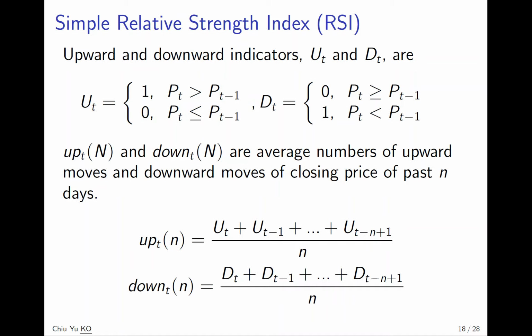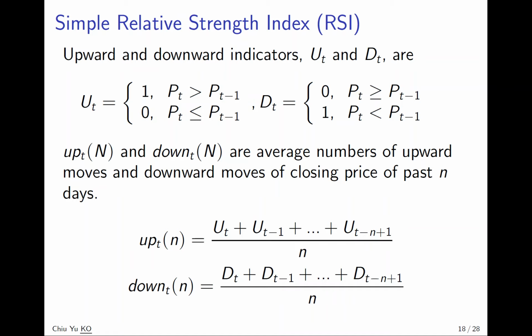Similarly, you can define D_t, the downward indicator: if the price of today is slightly less than yesterday's, then D has a value of 1. If not, then it's 0. So if the price goes up, U is 1 and D is 0. If the price goes down today, U is 0 and D is 1. But if the price is flat, U and D are both 0. Now based on U and D, we can define up and down.